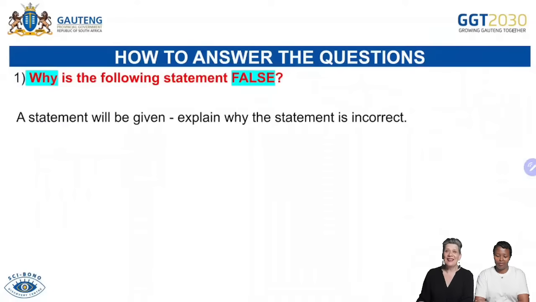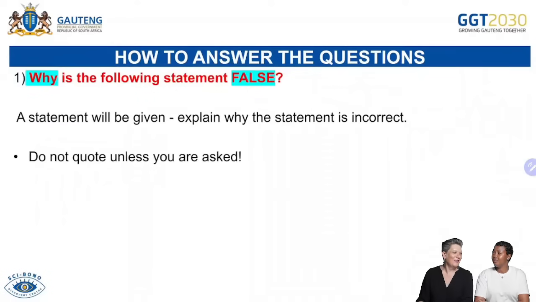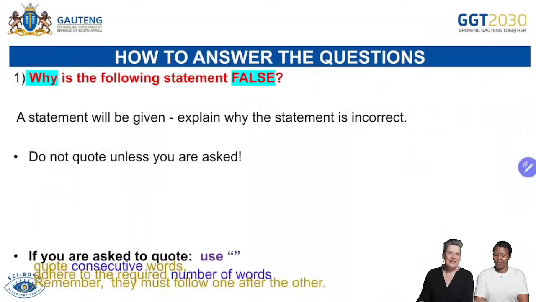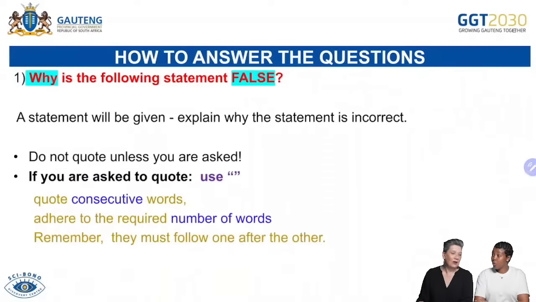Now remember, in this case, you can't say or use the word "not" to substantiate why it's false. Find a reason to explain why the statement is false. Remember, don't quote unless we say specifically to you, quote. If you have to quote, make sure you use those inverted commas.